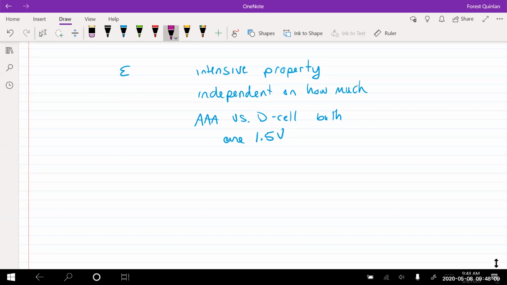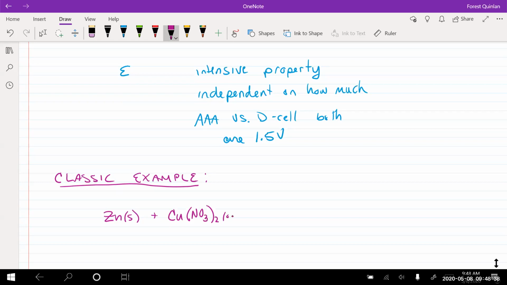Okay, so now that we have those pieces there, I want to go back to an experiment that is a classic one. This will be very similar to one that you may have seen in Chem 110. So a classic example. This is where you take some solid zinc. You drop it into some copper(II) nitrate. Now at this point, you might recognize what type of reaction this is.